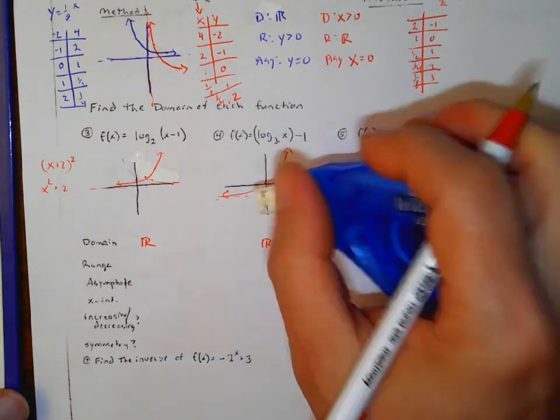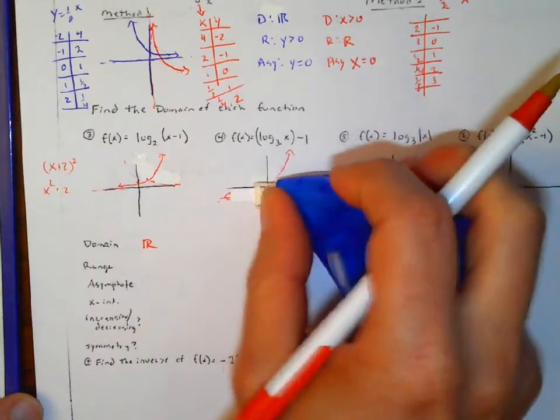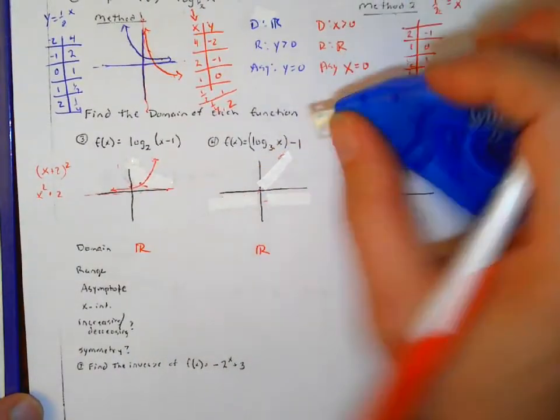I'm sorry, I am wrong. I took this as exponential, didn't I? It's not an exponential though. I got my wrong parent function.